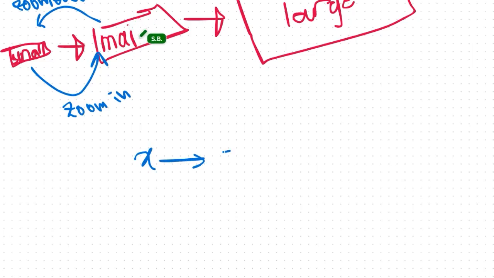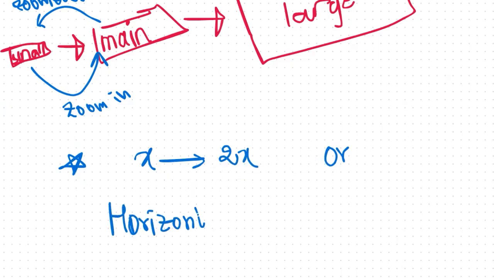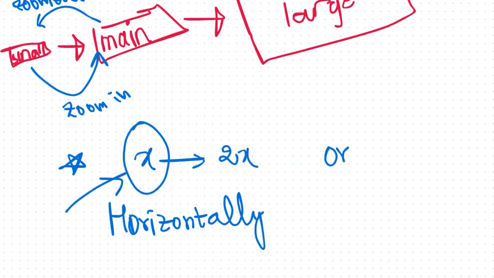If x changes to 2x, okay? See, listen to this. If x changes to 2x, this is called horizontal dilation. The variable x is being multiplied by some factor, okay? So horizontally dilate.